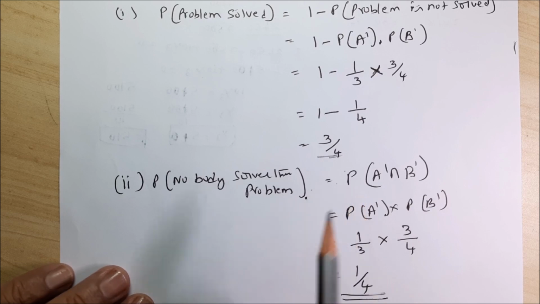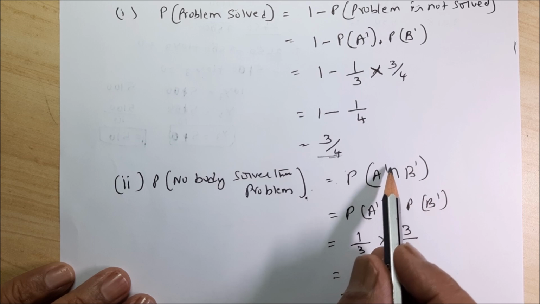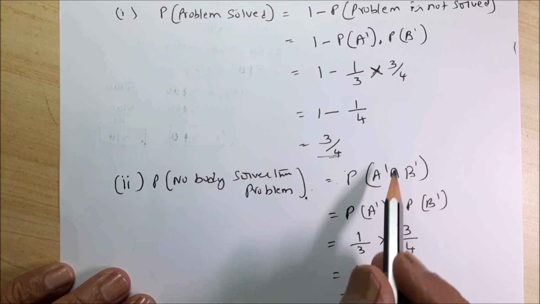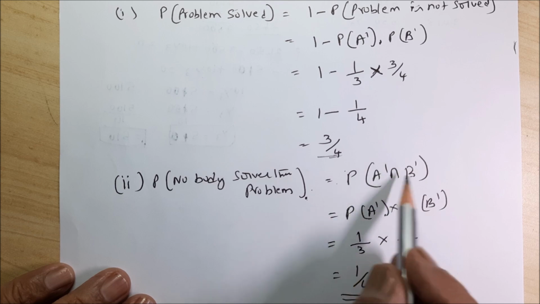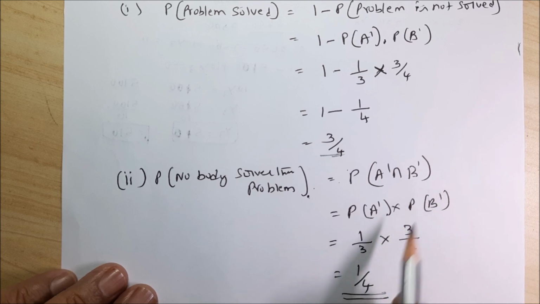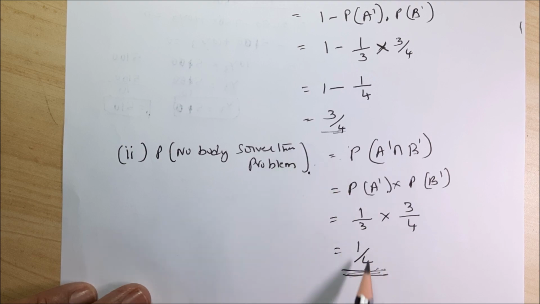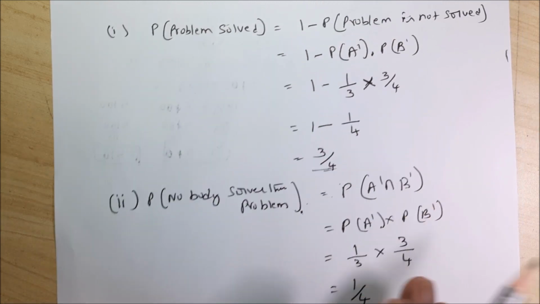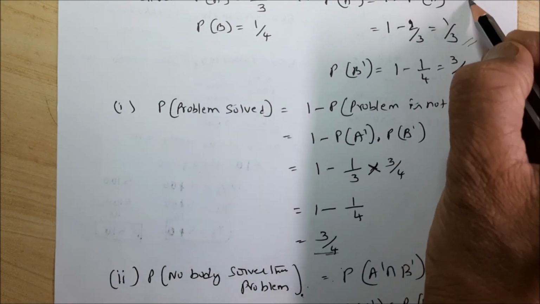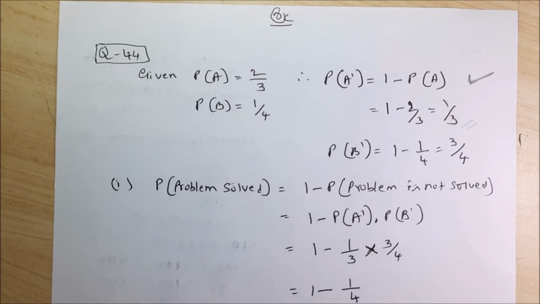Now, nobody solves the problem. That means neither A nor B solves it, right? So P is equal to P(A' ∩ B'), that is P(A') into P(B'), which we have already found, 1/3 into 3/4. The 3 cancels, then it becomes 1/4. So this is how we have to do it in probability, but this step plays the vital role. If you don't understand this one, then you cannot do the rest of the problem.